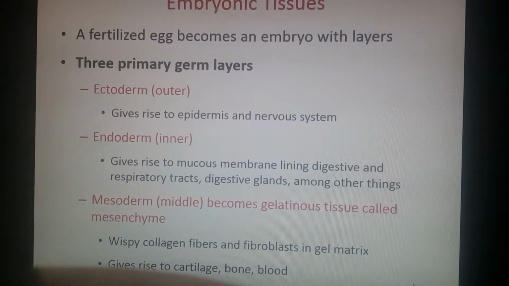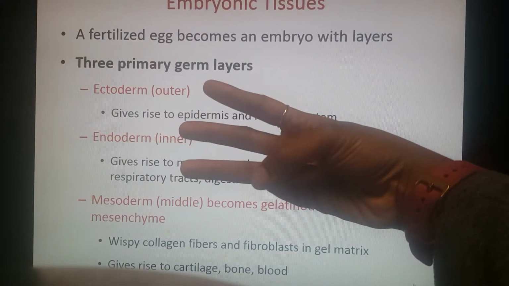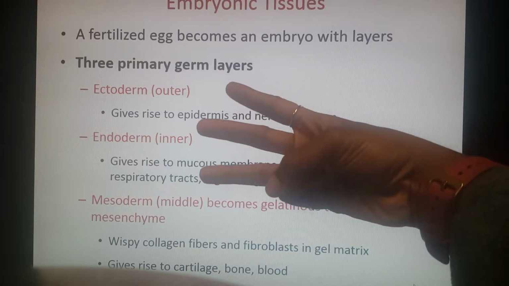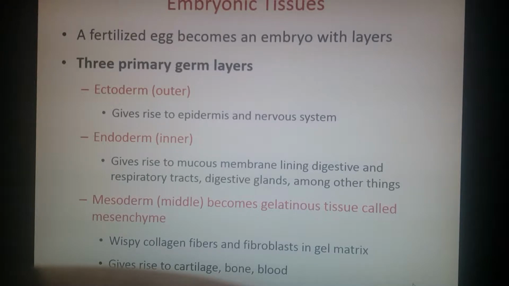And then the last germ layer is the mesoderm, so it's the middle layer. So if we have our 3 layers, we have on the outside our ectoderm, on the inside the endoderm, and then in the middle is the mesoderm. The mesoderm becomes what's called the mesenchyme, and it's made up of these wispy collagen fibers as well as fibroblasts. And this layer will eventually become cartilage and bone to make up our skeletal system, as well as our blood.